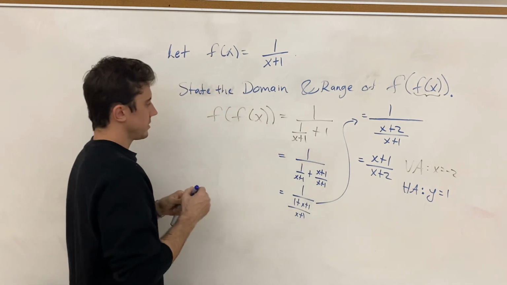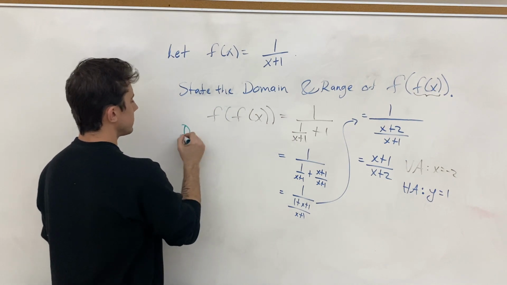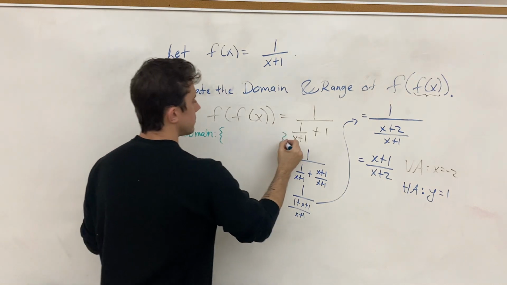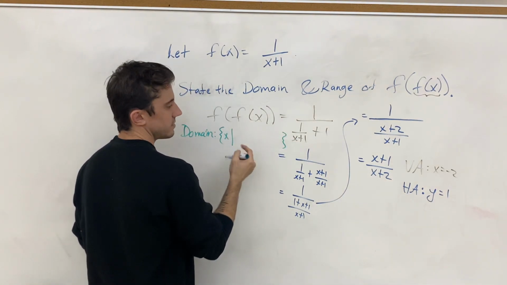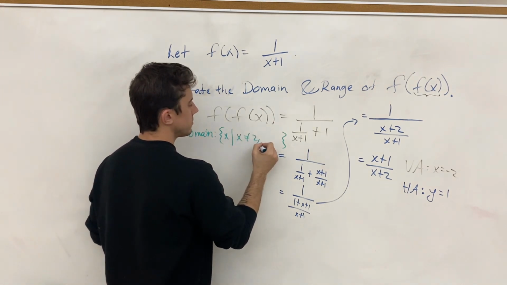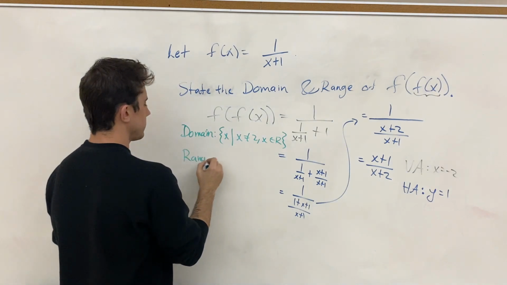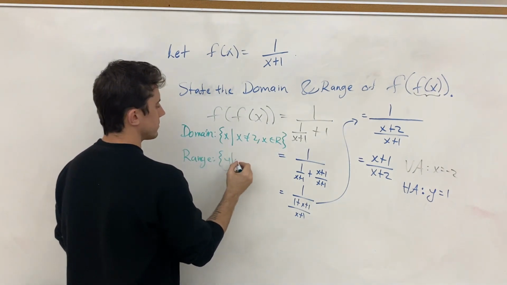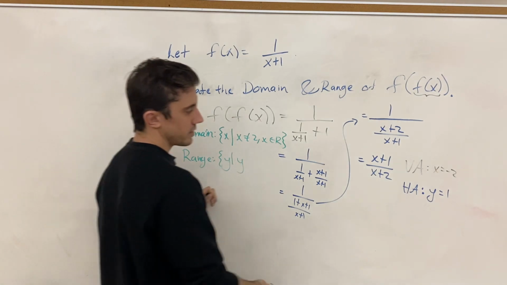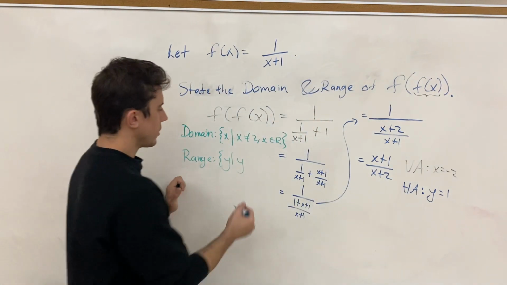And so, let's use a different color for the domain and range, our domain would be x such that x can't be -2, and x can be any other real number, and our range would be the y values such that y is never going to be positive 1, right? Since we have a horizontal asymptote, we're never going to cross positive 1.